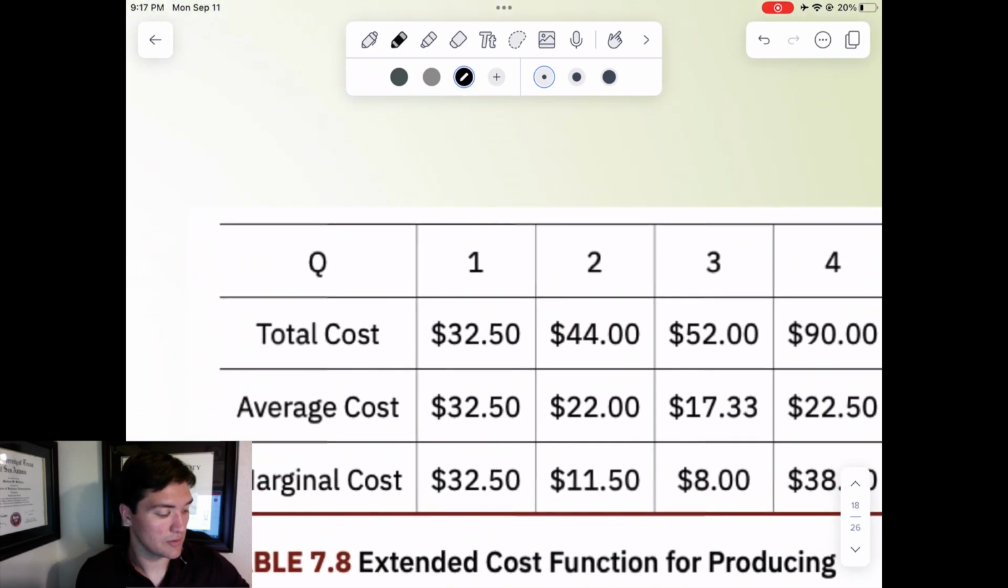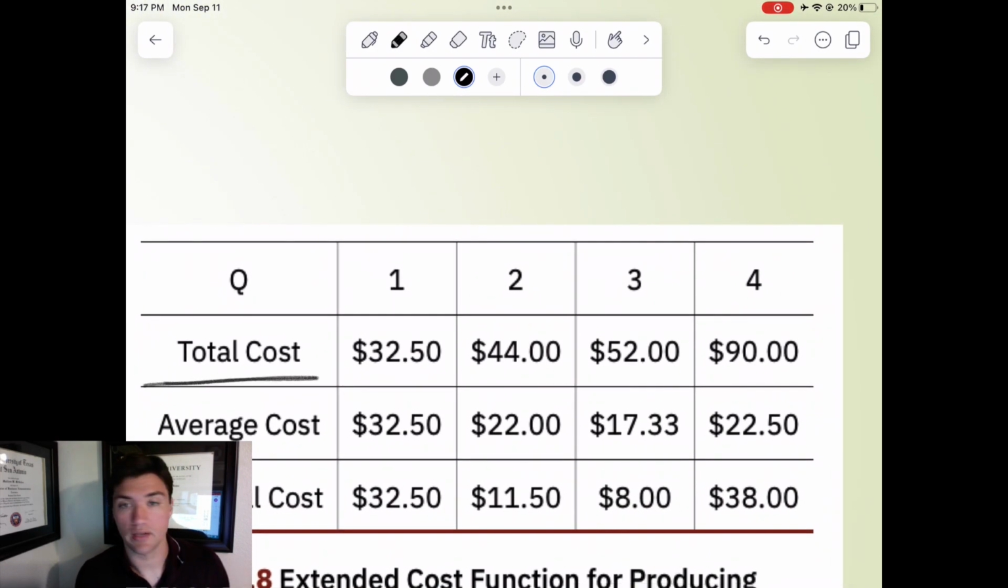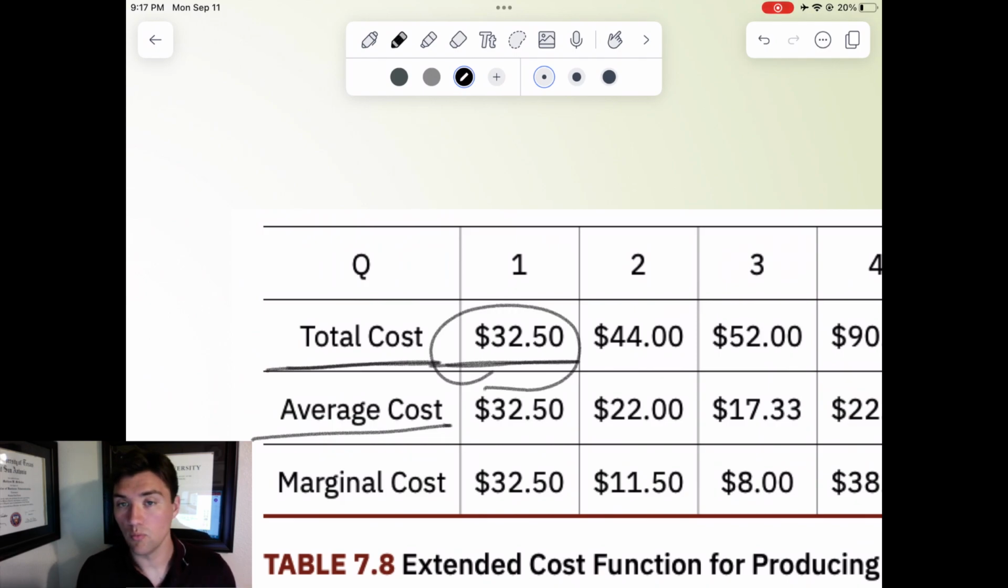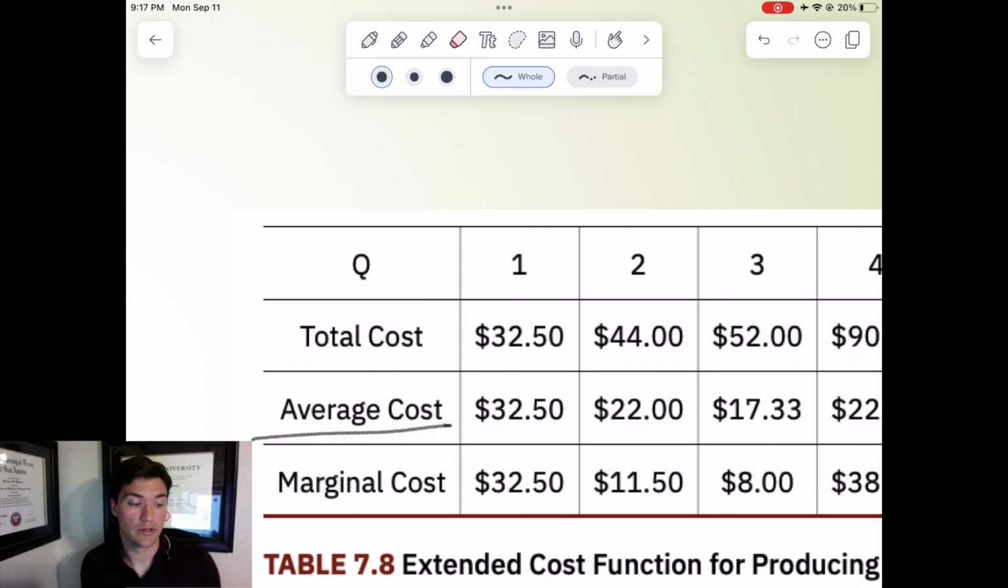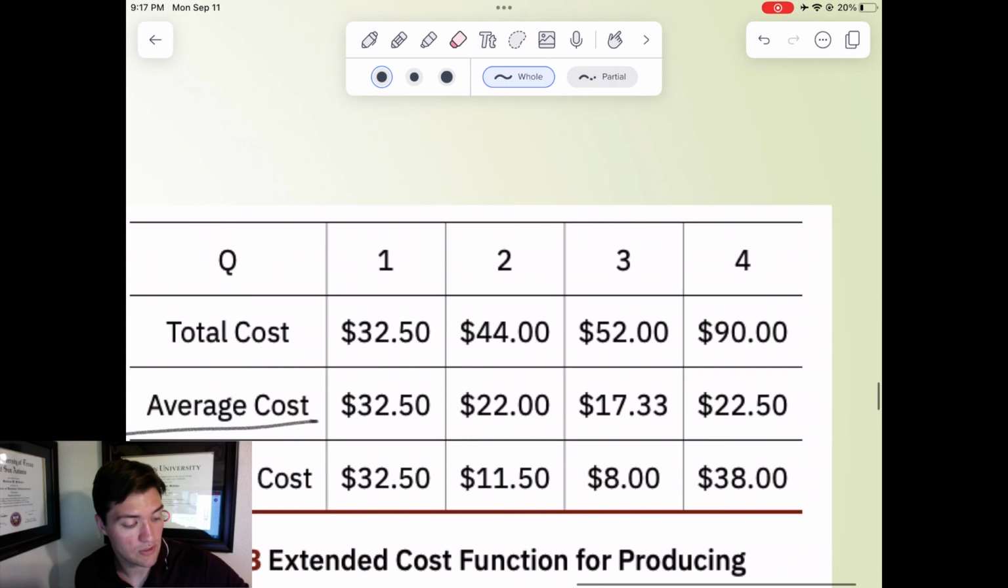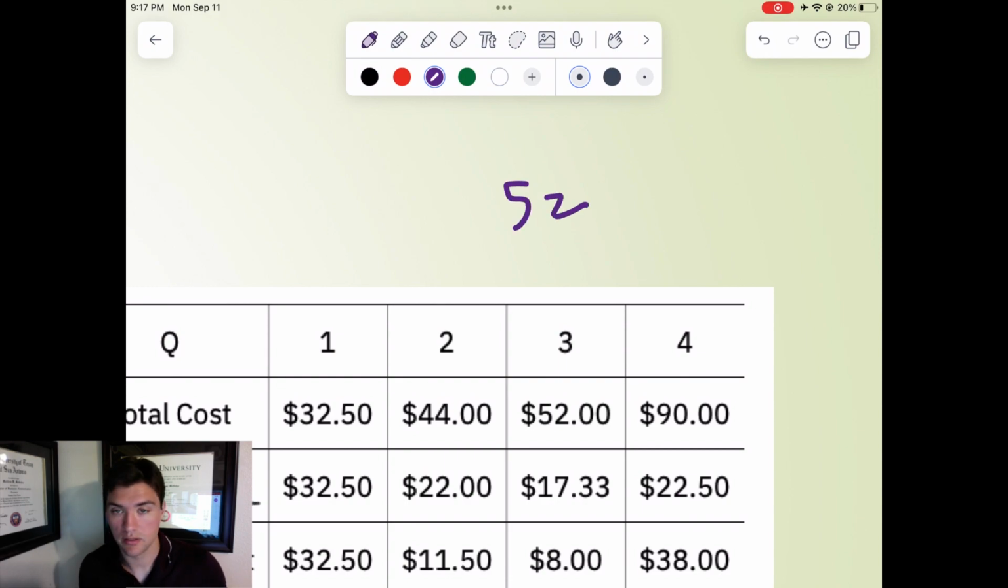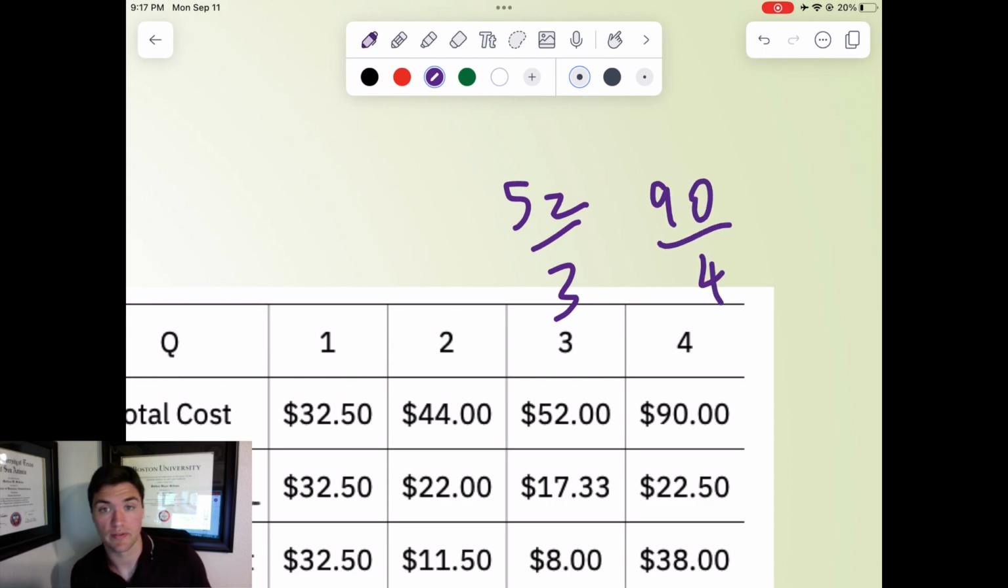Looking here, here's a total cost, 32.5. Average cost is going to be the total divided by the quantity. So you'll do 32.5 divided by 1, and that should be 32.5. For the next one, you would do 44 divided by 2, and that'll be 22. For the next one, you'll do 52 divided by 3, and that'll give you 17.33. And for the next one, you should do 90 divided by 4, 22.5.